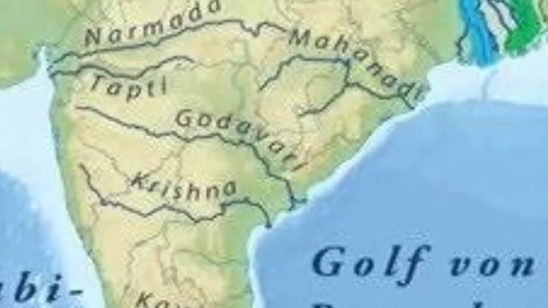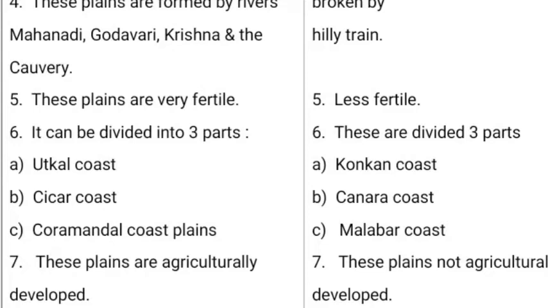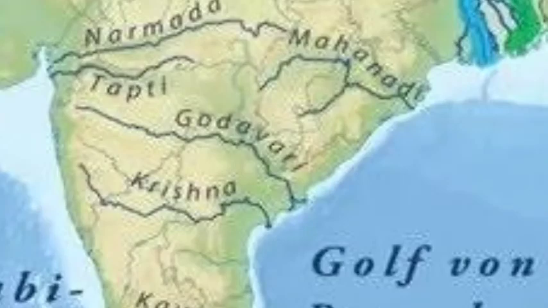The east coastal plains can be divided into three parts: Utkal coast, Sarkar coast, and Coromandel coast. Already you know that Utkal means Orissa, Sarkar means Andhra state, and Coromandel coast means Tamil Nadu. So these plains are agriculturally developed areas in the east coast.